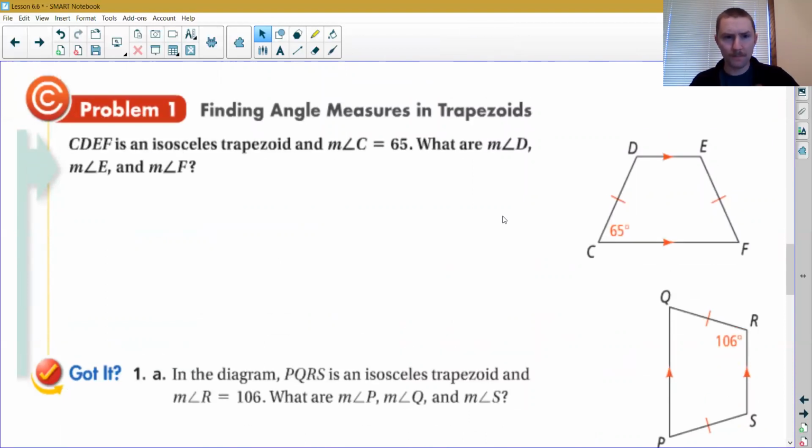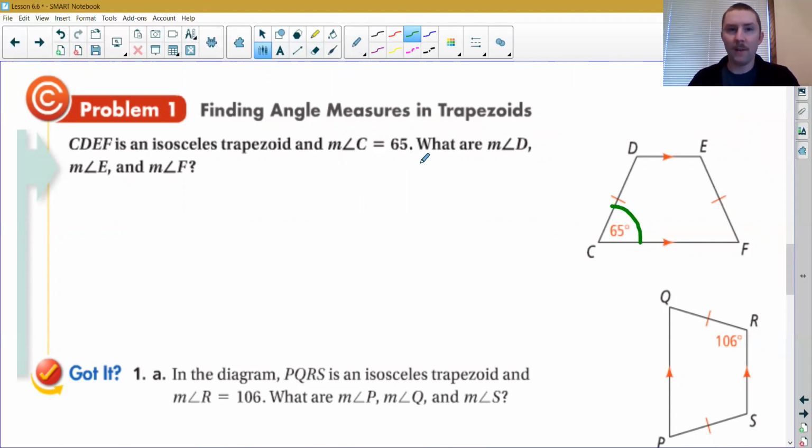Potentially doing algebra. So here we have an isosceles trapezoid, CDEF, and we're given one angle measure. We're given this angle measure, 65 degrees down here. Okay, they want us to find the measure of all the other 3 angles. Okay, all other 3 angles.